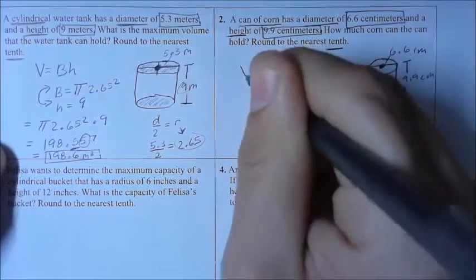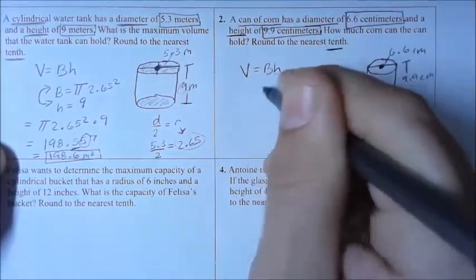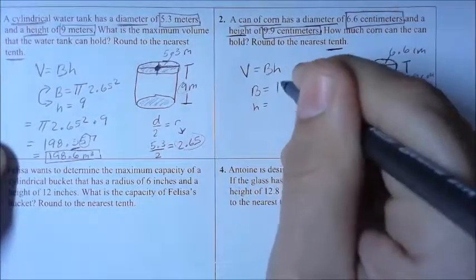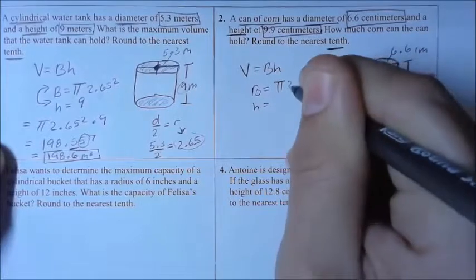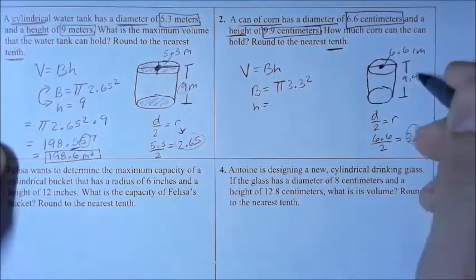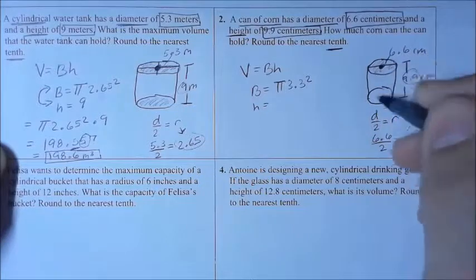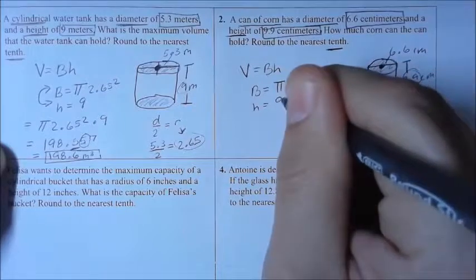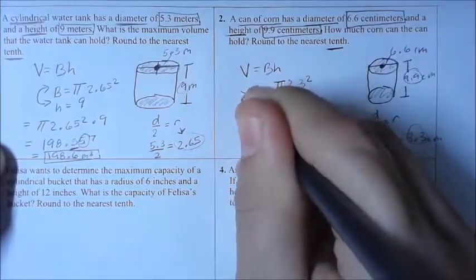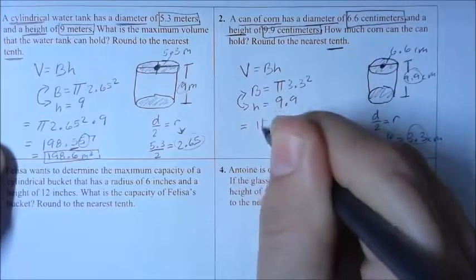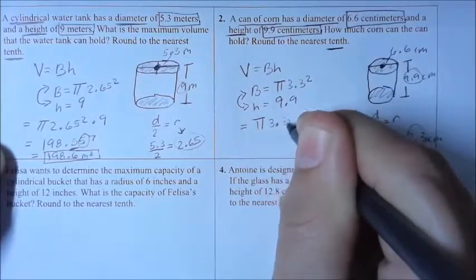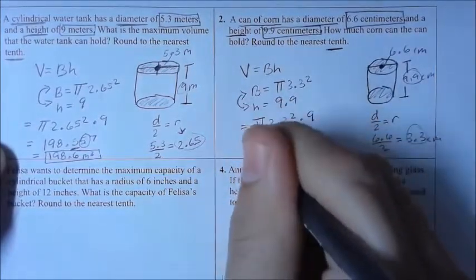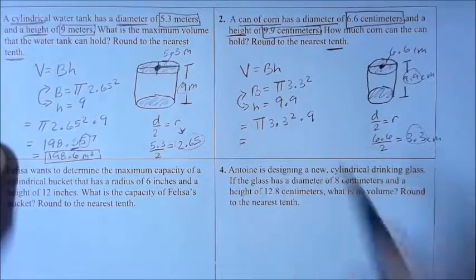So now I'm going to go ahead and use my formula. And I'm going to say, okay, my B and my H, and B is just pi r squared. So we got pi times my R, which is 3.3 squared. My height is the distance between my two bases. If I shade them in, right, I'm just going the distance between the top and bottom. It's 9.9 centimeters. And now we just need to multiply these together. So that would give me pi times 3.3 squared times 9.9. So get that, round it to the nearest tenth, and write your answer beneath.